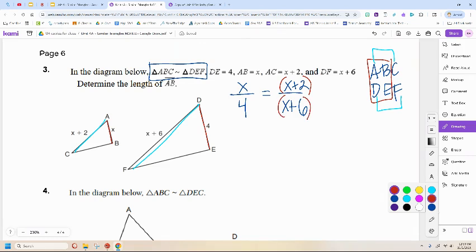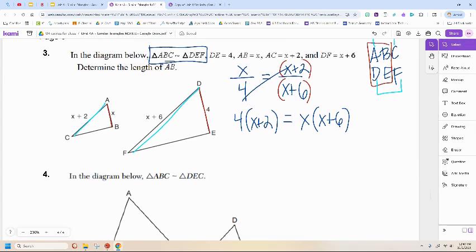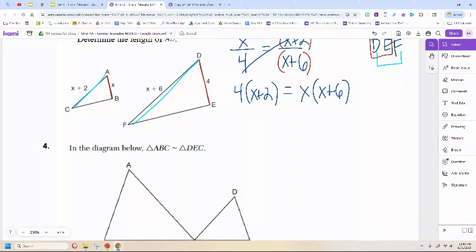Okay, now we're going to cross multiply, but we're not going to finish the cross multiplication in our first step. So this cross product is 4 times x plus 2, and this cross product is x times x plus 6. And then we're going to get a quadratic. You guys ready to keep going on it?